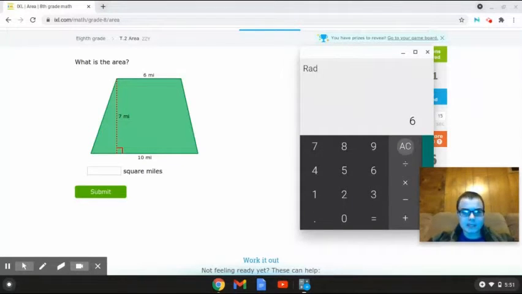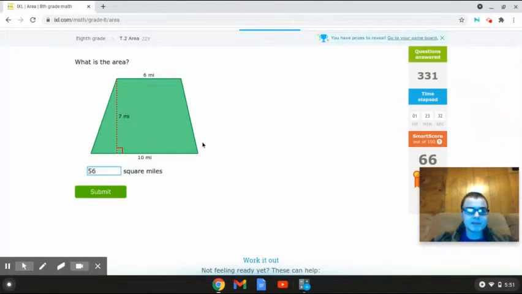So first we're going to take 6, which is base 1, and add it to 10, which is base 2. That gives us 16. And then from here, we take this answer and divide it by 2. That gives us 8. And then we're going to multiply this answer times the height, which is 7. That will give us 56. So the area for this trapezoid is 56 square miles. And that is how to solve this problem. So I'm going to be doing a couple more with you guys.